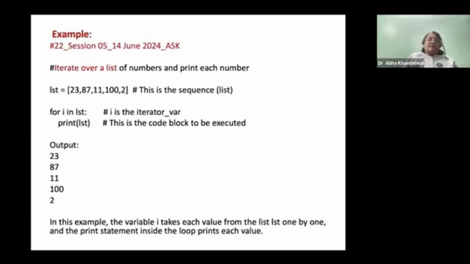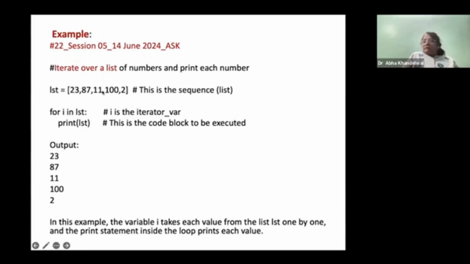So let's solve an example. This is a very simple example I have taken. You will find it very easy and you will be able to understand. Iterate over a list of numbers and print each number. When you are iterating over a list of numbers, that means the list is a sequence. We have already seen in that table that list is under sequence data types.